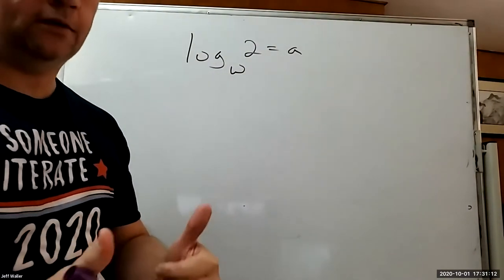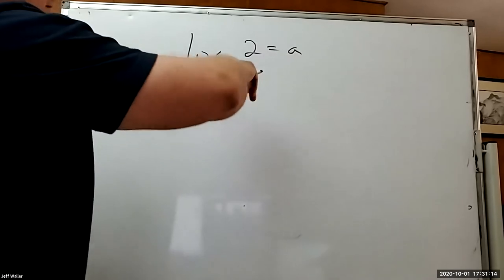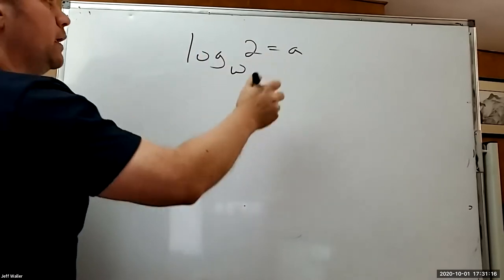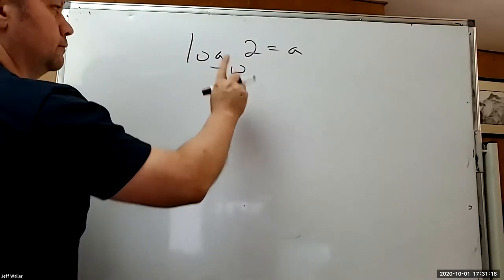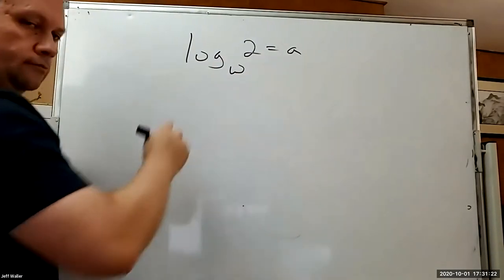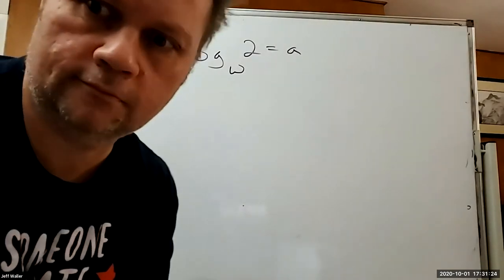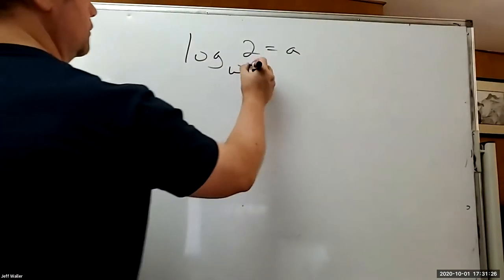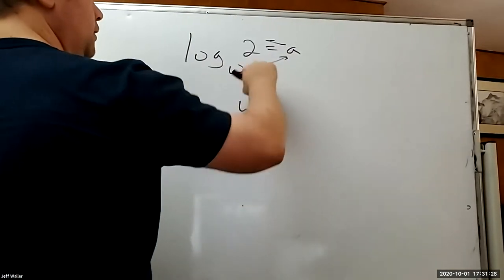Always help me keep on track with that. How do I rewrite this in exponential form? Wouldn't that be W to the power of A equals 2? W to the A.